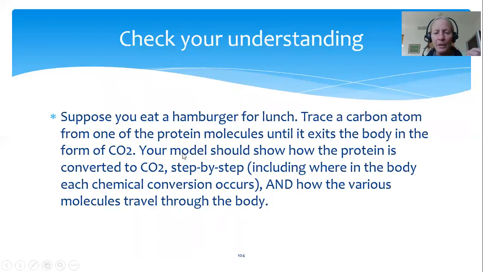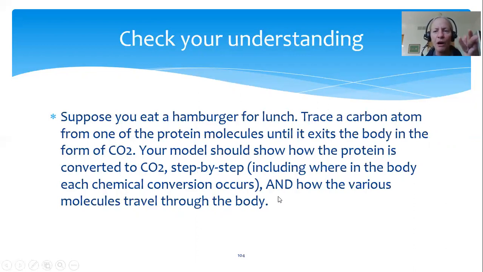And then what happens to that molecule as it gets converted to CO2? And just a hint, that would be during cellular respiration. And then as that CO2 goes back into the bloodstream, what pathway would that follow to where it finally exits the body through the respiratory system? So can you trace that whole process?